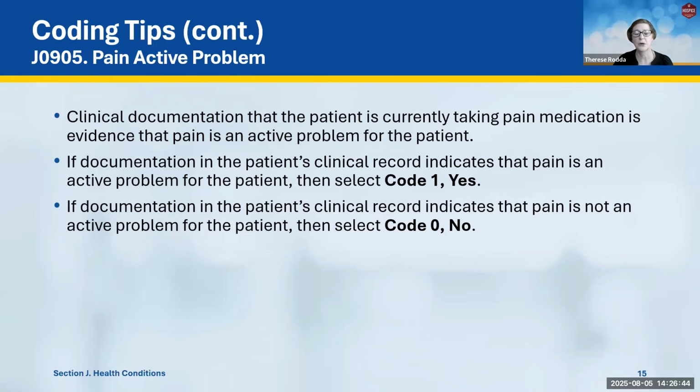Here are some additional coding tips. If there is clinical documentation that the patient is currently taking pain medication, this is evidence that pain is an active problem. Clinicians should determine whether pain is an active problem based on their responses to the pain screening. Any indication that pain is mild, moderate, or severe would suggest that pain is an active problem for the patient. Code 1 yes if there is documentation in the clinical record that indicates pain is an active problem. Otherwise, code 0 no.